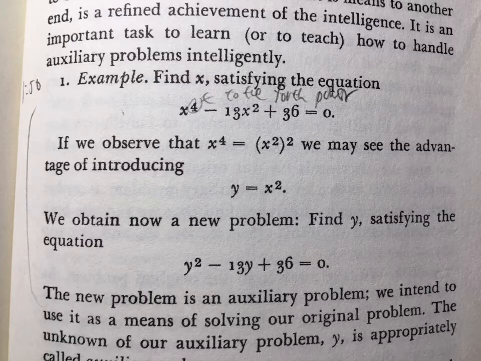5. How to find the one. The discovery of the solution of the proposed problem often depends on the discovery of a suitable auxiliary problem. Unhappily, there is no infallible method of discovering a suitable auxiliary problem, as there is no infallible method of discovering the solution.